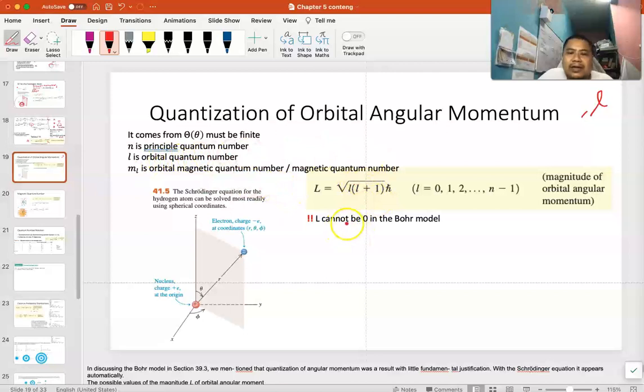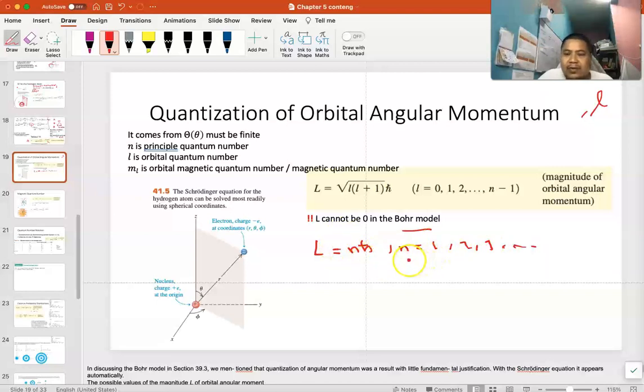The magnitude of the angular momentum is the square root of L times L plus 1, times h bar, where this L is 0, 1, 2, 3 until n minus 1. This is the difference from the Bohr model, because in the Bohr model we have L equal to n h bar, where n equals 1, 2, 3 and so on. This is in chapter 3.